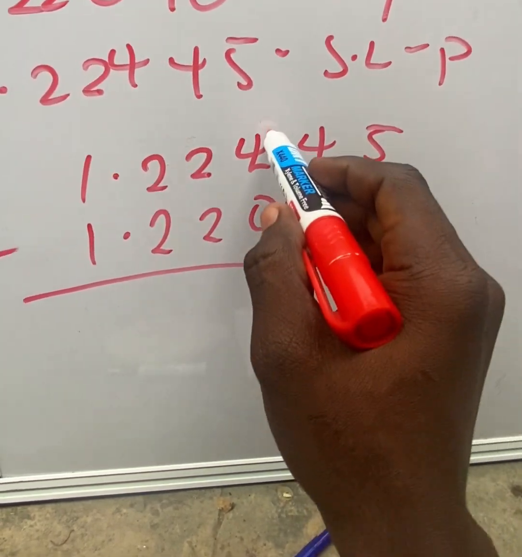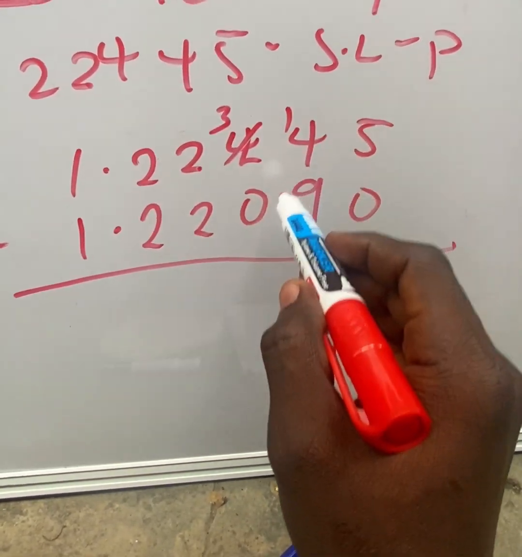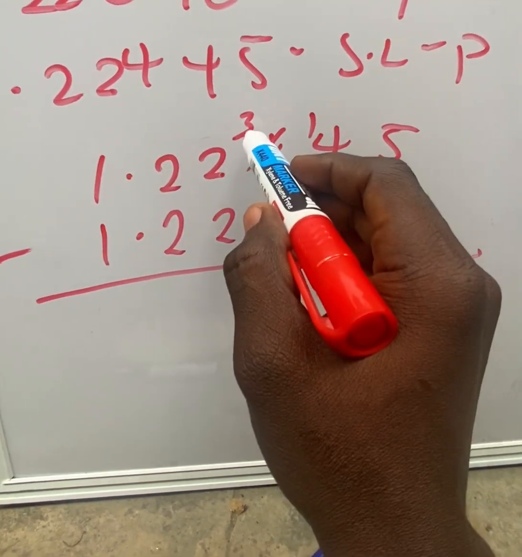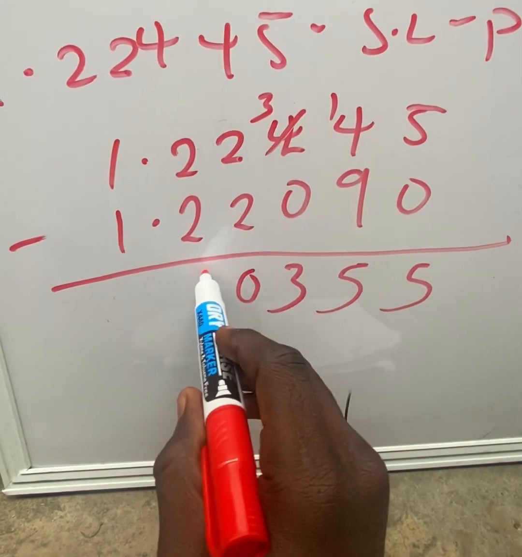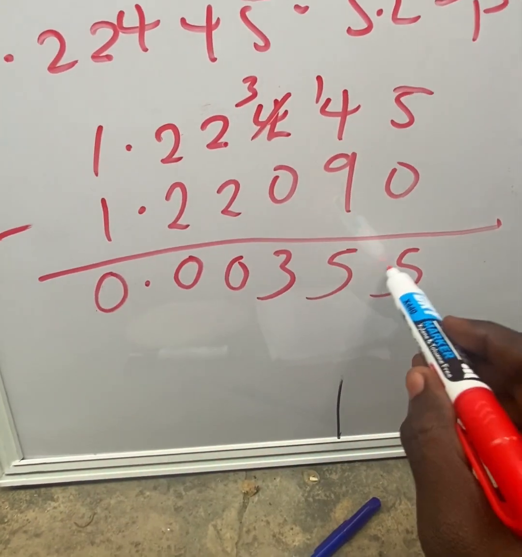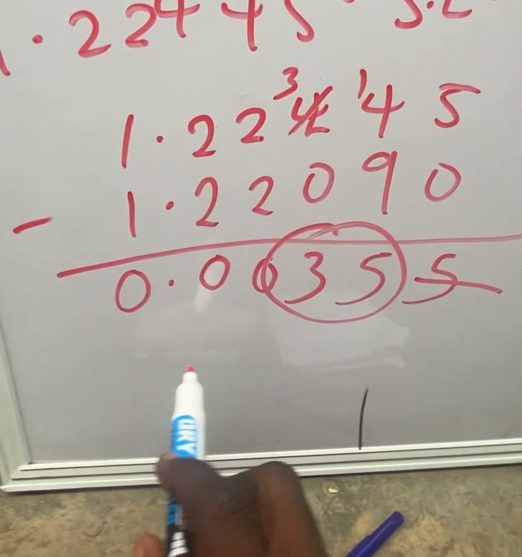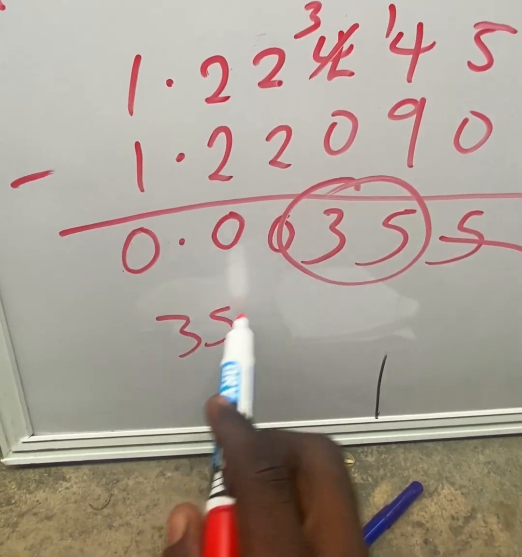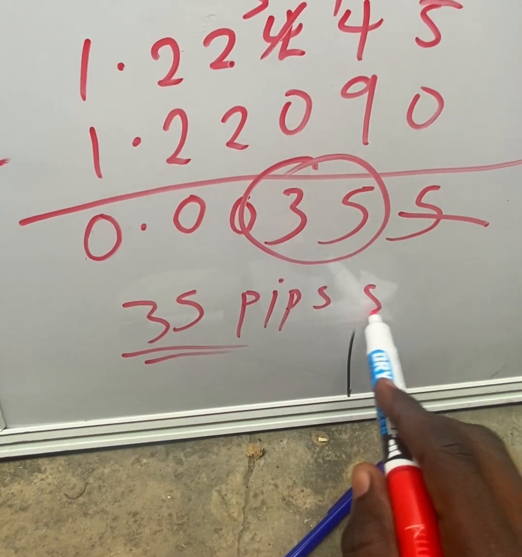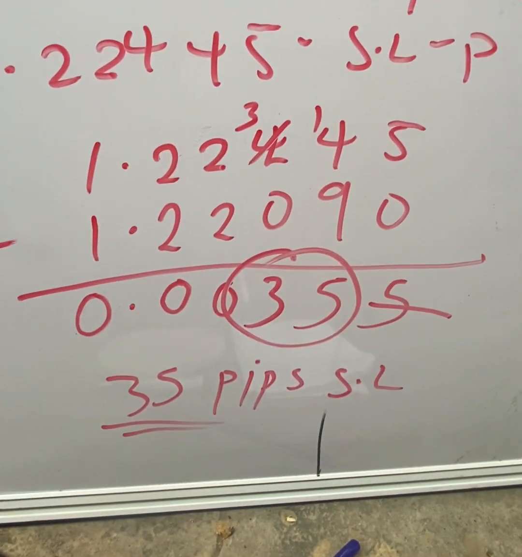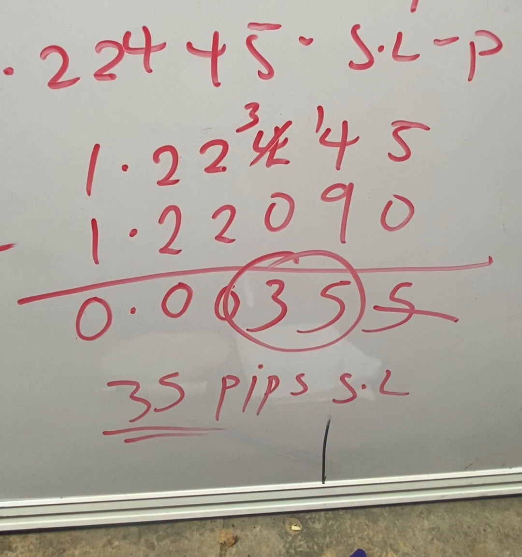5 minus 0, we have 5. 4 minus 9 impossible. Borrow 1 from here, becomes 3. We have 14 minus 9, that is 5. 3 minus 0, we have 3. 2 minus 2, we have 0. We have 0 point, we have 0. So this is pipette. So we are left with 35. So we are risking 35 pips on this trade. Stop loss.